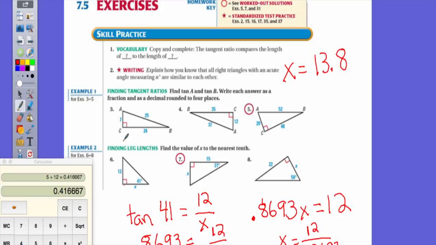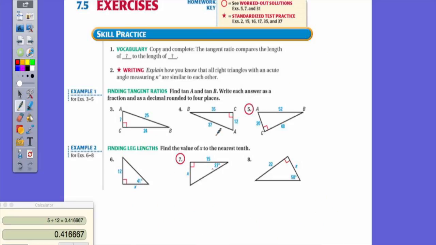But if I want to make a ramp that is 12 feet in height at the top, and I want the ramp to hit the ground with a 41-degree angle, I know that the bottom of this ramp has to be 13.8 feet long.